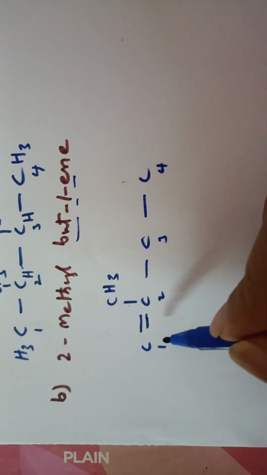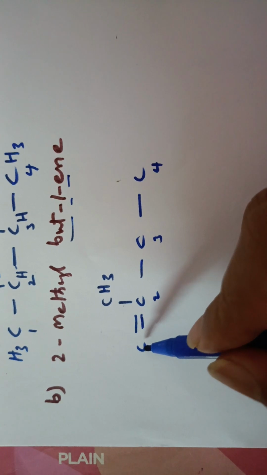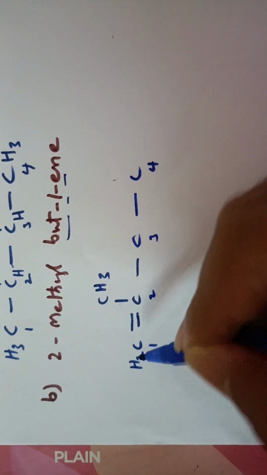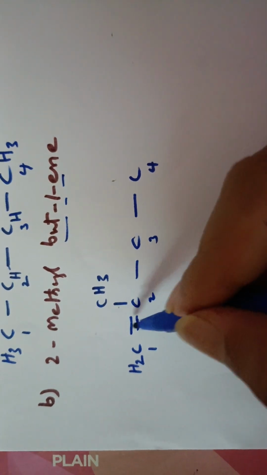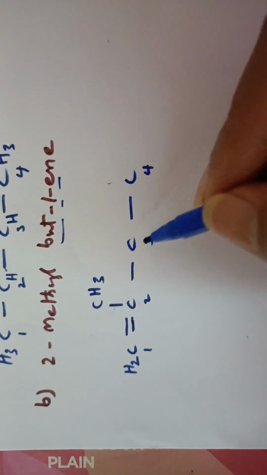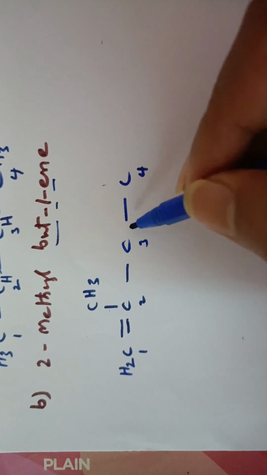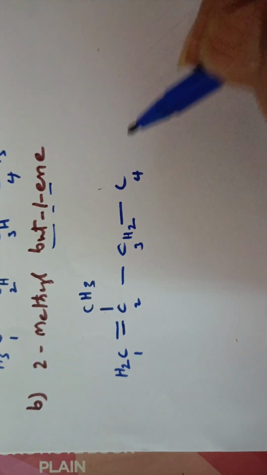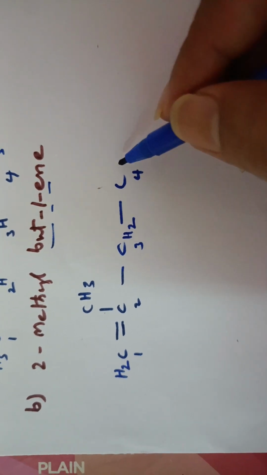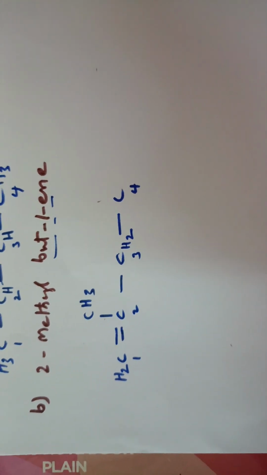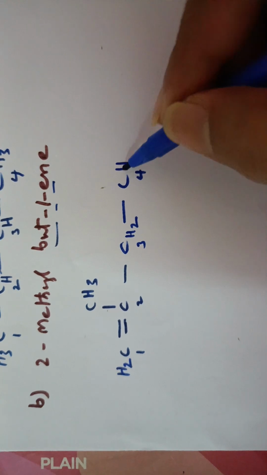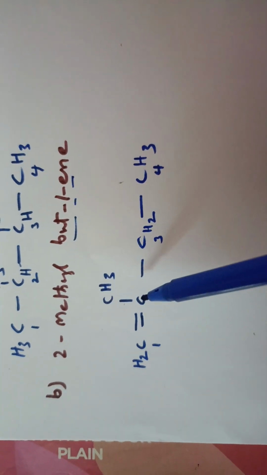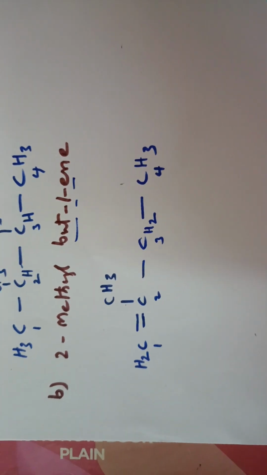So here 2 bonds it has, still 2 bonds required, those 2 bonds with 2 hydrogen atoms. Here carbon has 4 bonds, sufficient. Here carbon has 2 bonds and 2 bonds required, those 2 bonds with 2 hydrogen atoms. Here carbon has a single bond, remaining 3 bonds with 3 hydrogen atoms. This is the structure of 2-methyl but-1-ene.